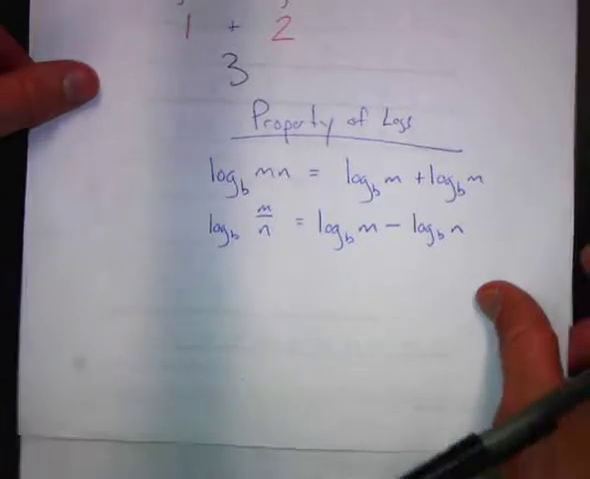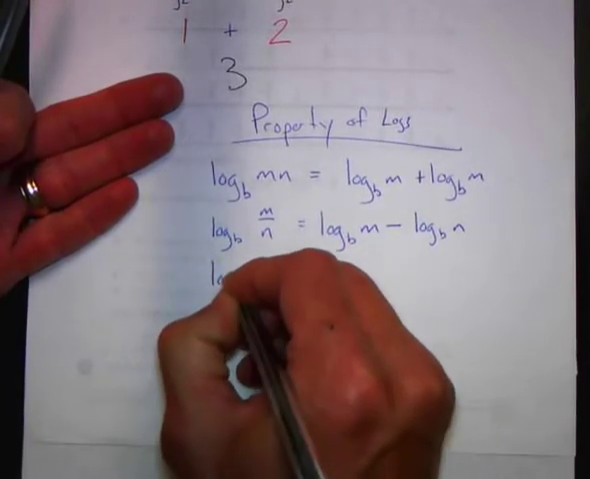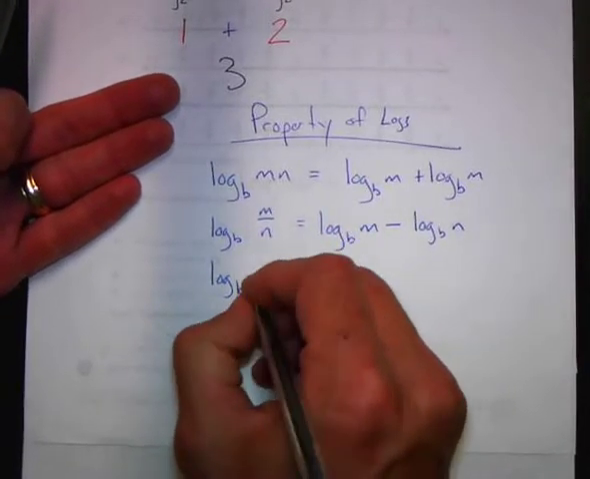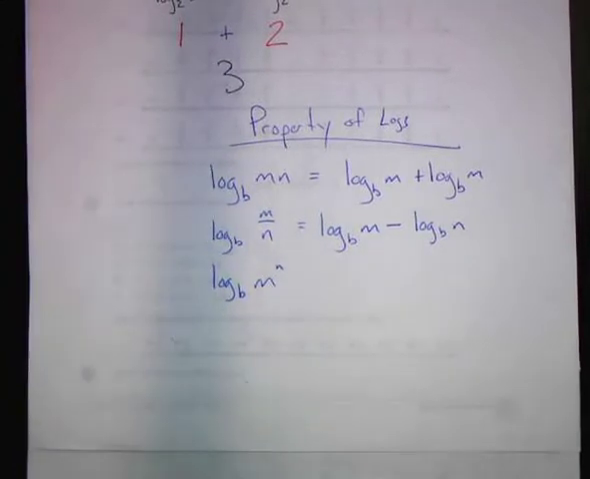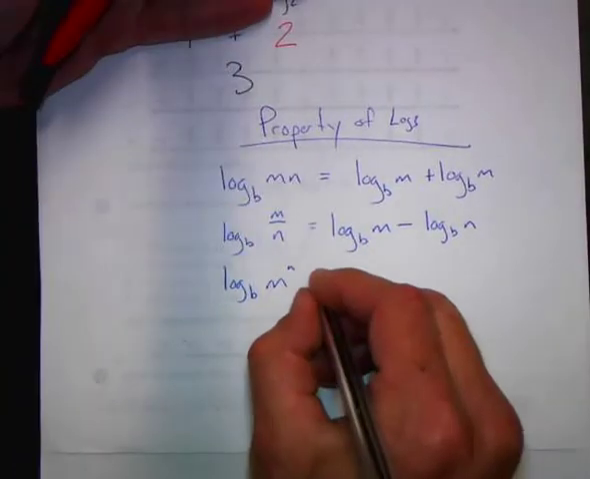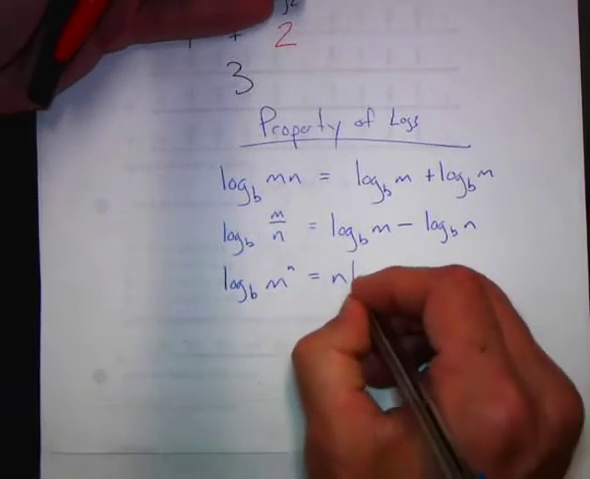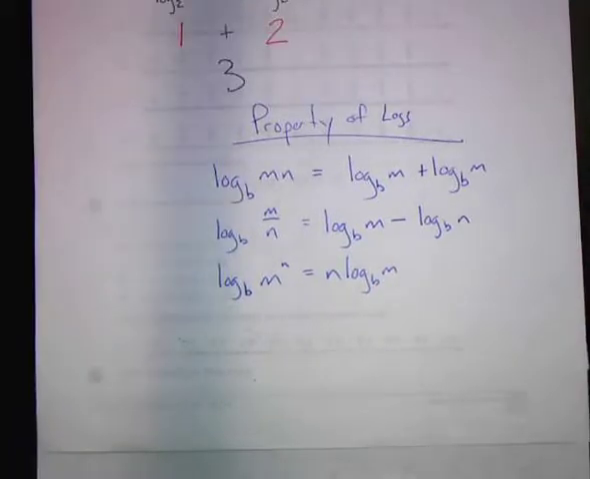We can completely state with all accuracy that if we have log base b of some number that's actually an exponent, we'll say m to the nth power, what that means we can do is take that exponent and then move it out to the front as basically a coefficient for the logarithm. And that's the property of logs. It can totally work that way.